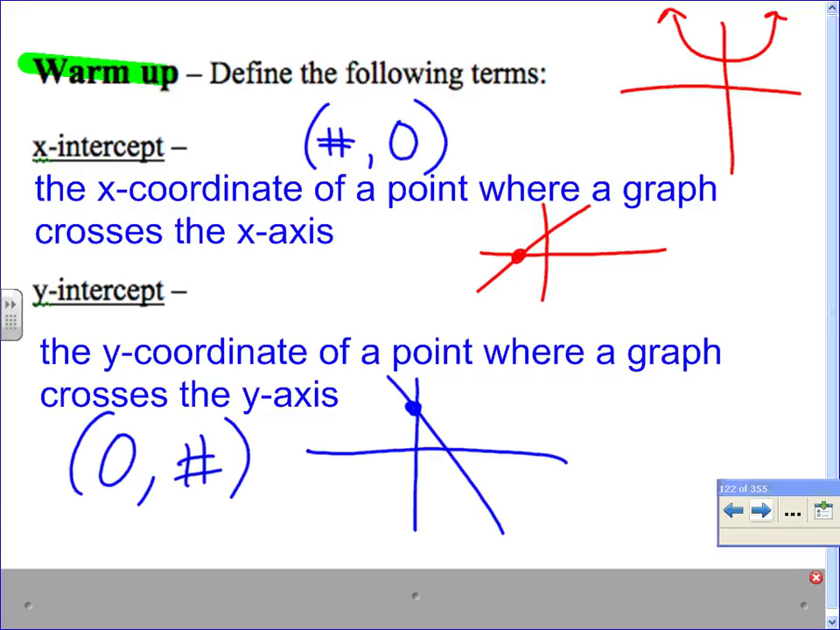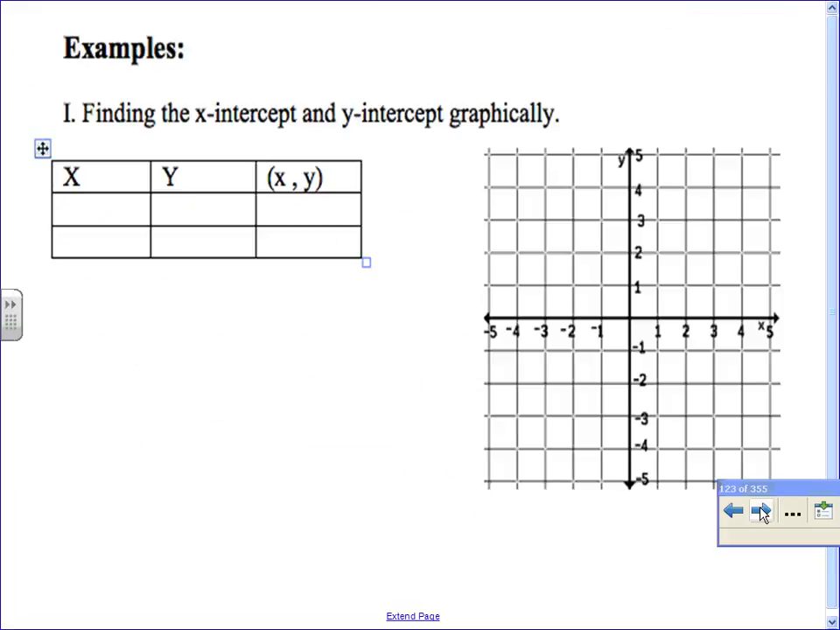All right, number 1. This is pretty basic here. Find the x and y intercepts graphically. Do you guys have a graph on your paper? Okay, let me just draw this real quick. I don't know why mine's not here. All right, so here's the graph that's in your notes.